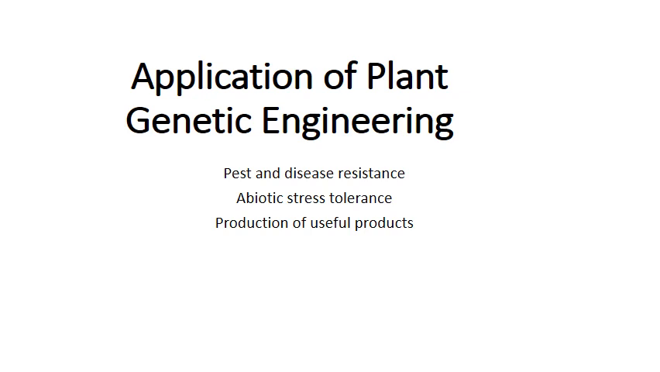In gene addition, cloning is used to alter the characteristics of a plant by providing it with one or more new genes. In gene subtraction, genetic engineering techniques are used to inactivate one or more of the plant's existing genes. Now we come to our topic. Here we will discuss pest and disease resistance, abiotic stress tolerance, and the production of some useful products by genetic engineering of plants.